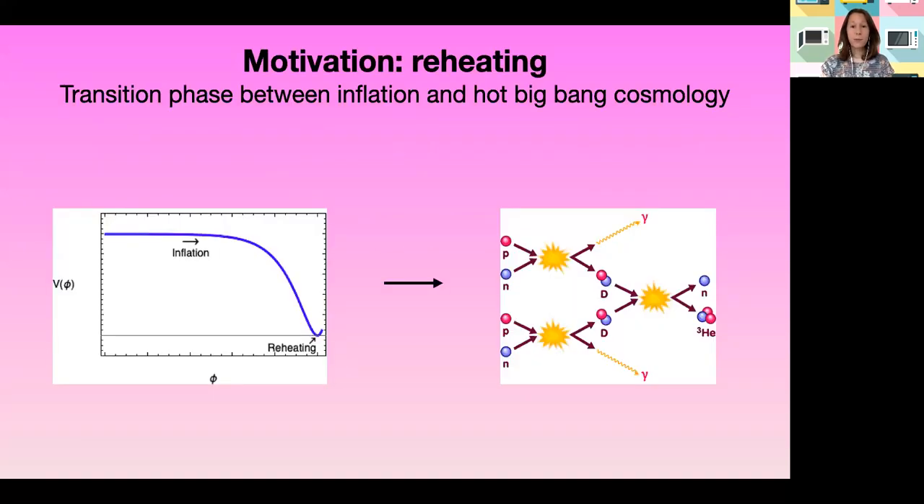Reheating is the phase that connects inflationary cosmology to standard hot Big Bang cosmology, which describes the formation of light elements and the formation of the cosmic microwave background. When inflation ends, the inflaton starts to oscillate at the bottom of its potential. And while it oscillates, it transfers its energy into the particles of the Standard Model. They, in turn, equilibrate and then form a very hot radiation gas.